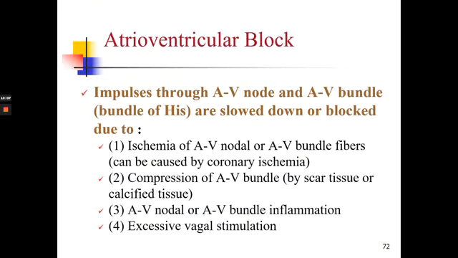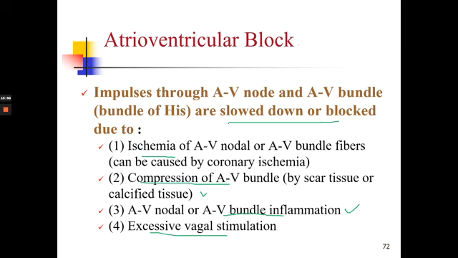Now we're going to talk about AV block. AV block: impulses through the AV node and AV bundle are slowed down or blocked. Why can it be blocked? It can be blocked because of ischemia of the AV node due to any reason, either coronary ischemia or compression on the AV node by scar tissue or calcified tissue. AV nodal or AV bundle inflammation, which is rare. It could be excessive vagal stimulation, like carotid sinus syndrome, Stokes-Adams syndrome.